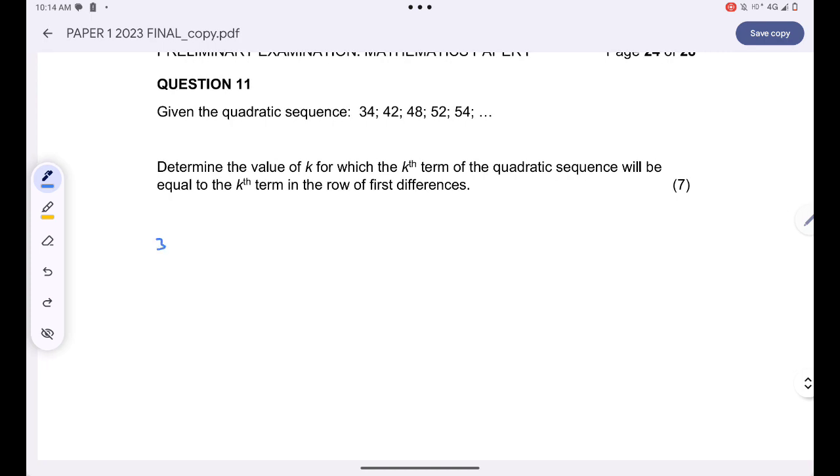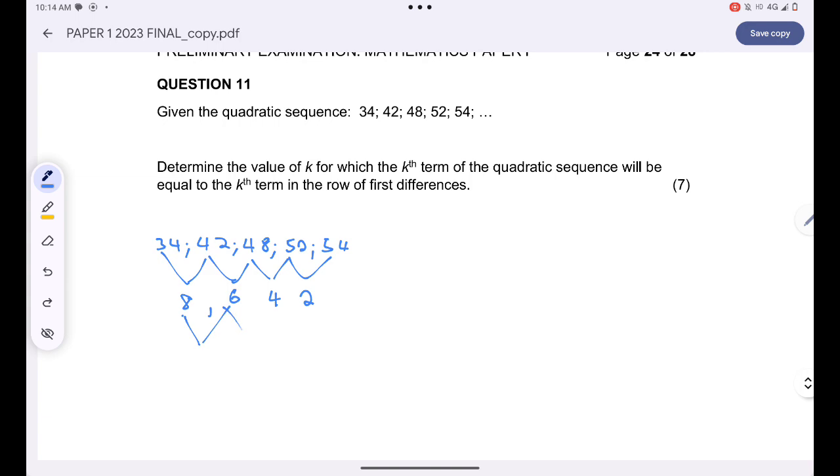Remember that we have 34, 42, 48, 52 and 54. We can find the values of the first difference. 42 minus 34 gives us 8. Then 48 minus 42 is equal to 6. 52 minus 48 is equal to 4. And then 54 minus 52 is equal to 2.